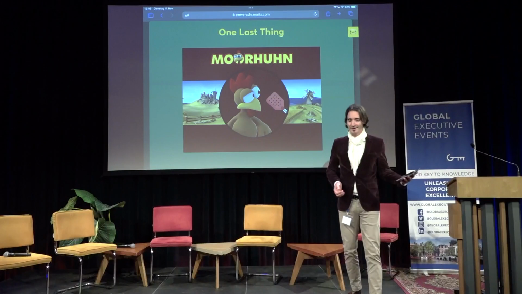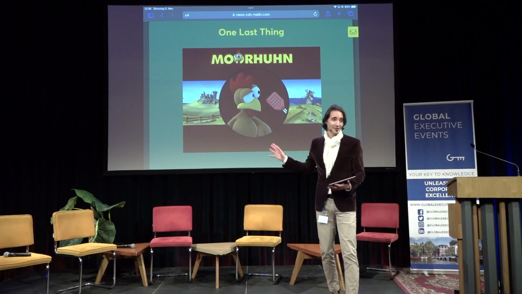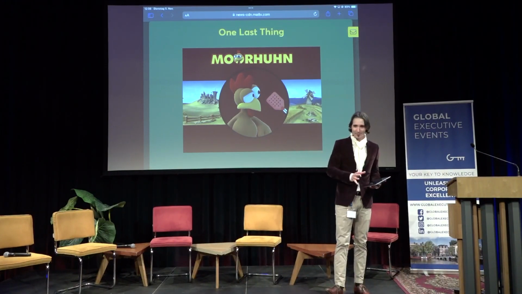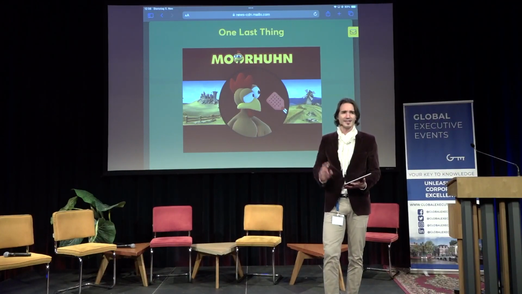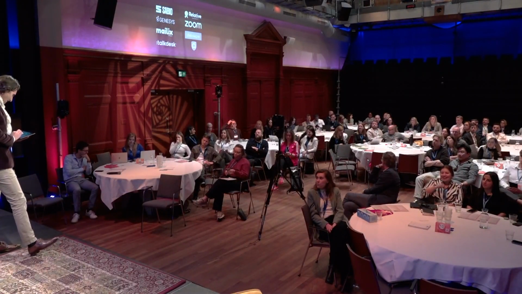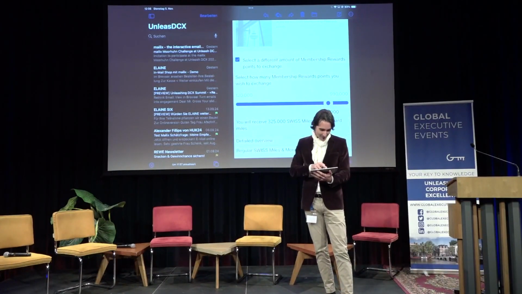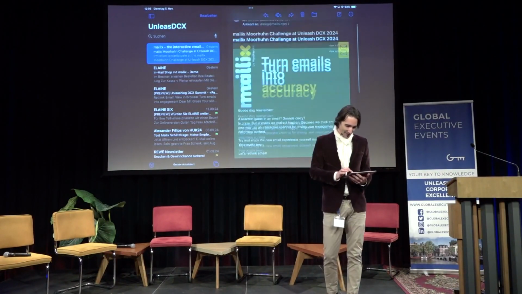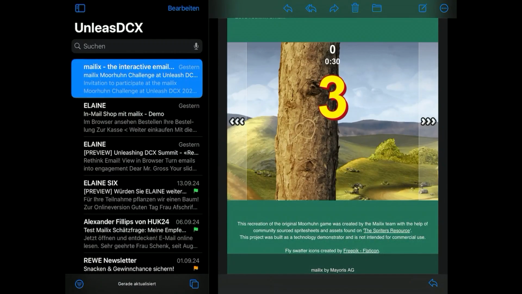Then I have one last thing. I don't know whether in Germany everybody knows it, in Switzerland. Have you ever seen this game? It was the first viral game that went out. It was launched, I think, in 1999, 2000, so long ago. You have those chickens flying around, and I mean, it's 2024. We cannot shoot anymore, so we built it in a way that we use a fly swatter. So we slap the chicken, and this is in the email.